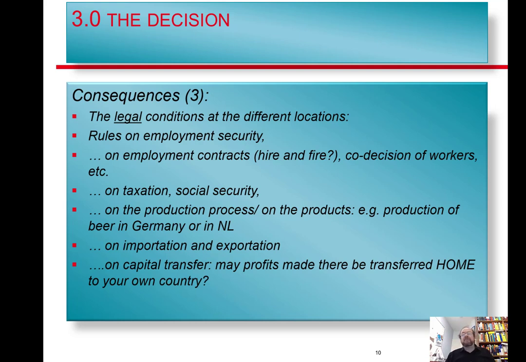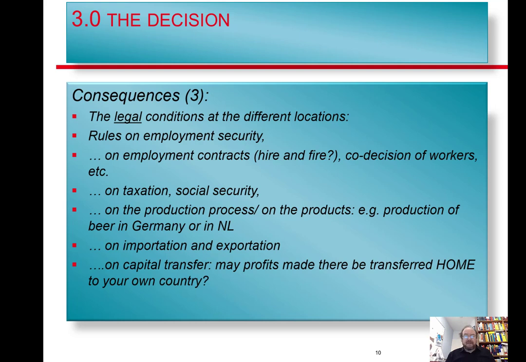Then, apart from these natural conditions and the transportation opportunities, you also have a legal framework. It might be that certain things are not allowed to be done at certain locations. For example, the slaughterhouse for cows, it will probably be a bad idea to set that up deep down in India, where cows are seen as holy beings. It will probably entail some problems.